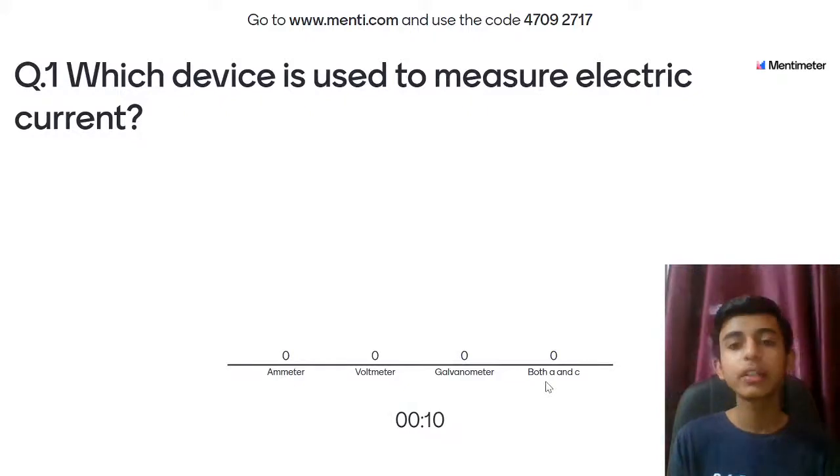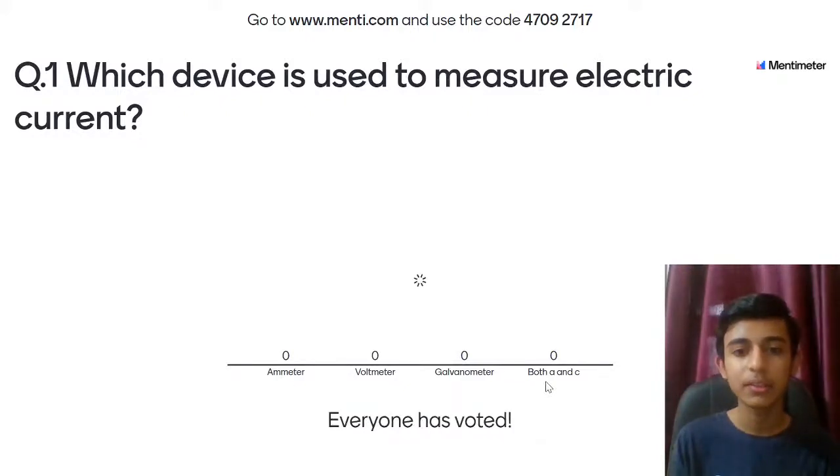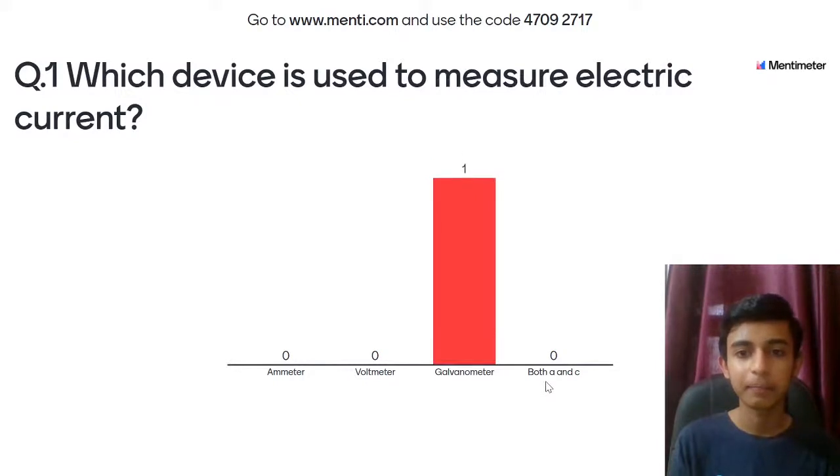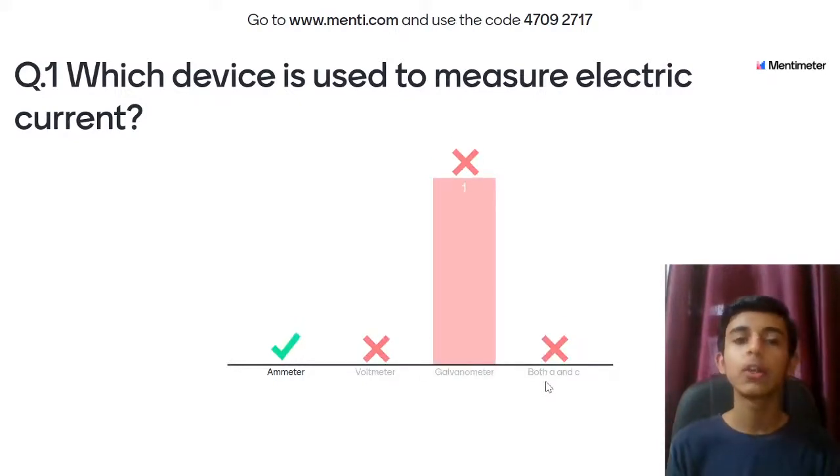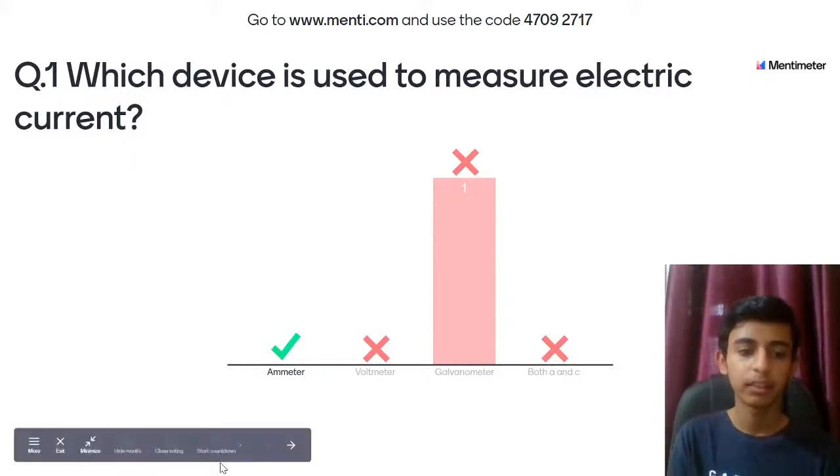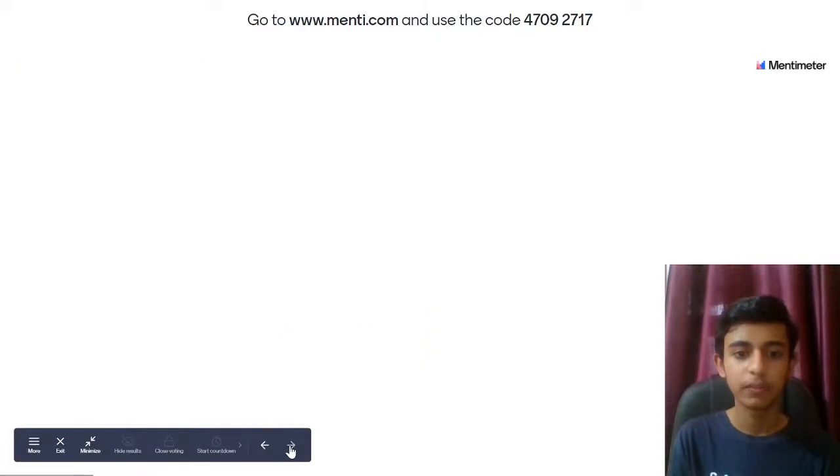I did not tell you this during the Menti because I wanted to tell you over here. Wrong answer because I did not tell you, sorry. For your information, it is ammeter. Ammeter is a device which is used to measure the electric current. Okay? This is the device. Let's move ahead.